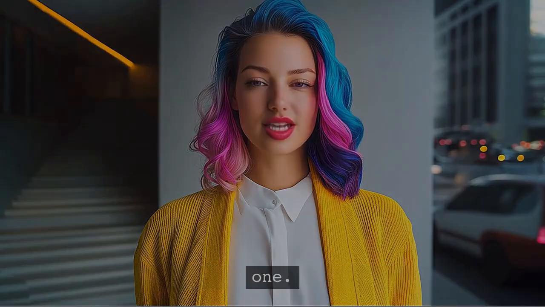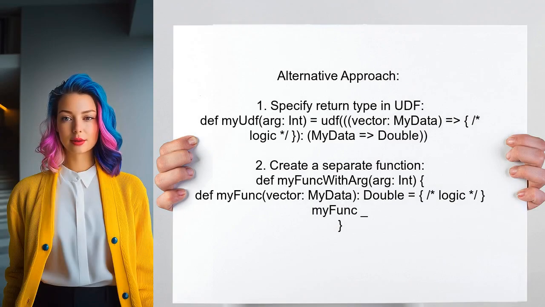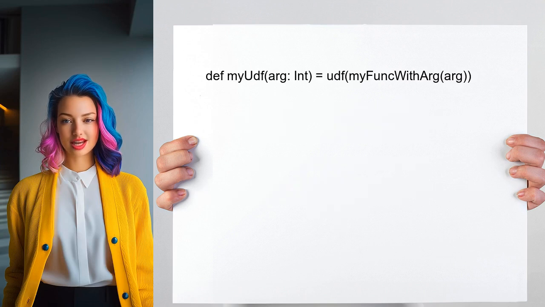Let's explore another one. This user suggests defining the return type of your UDF explicitly. They explain that you can specify the return type using Scala's lambda syntax. Alternatively, you can create a separate function that defines the logic and return type, then pass that function to the UDF.